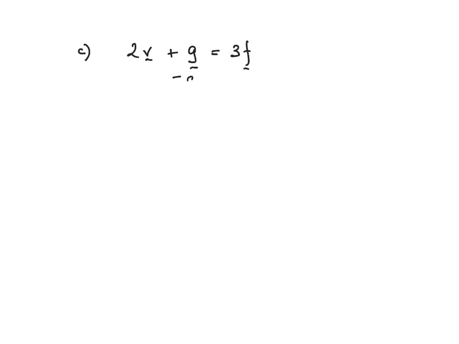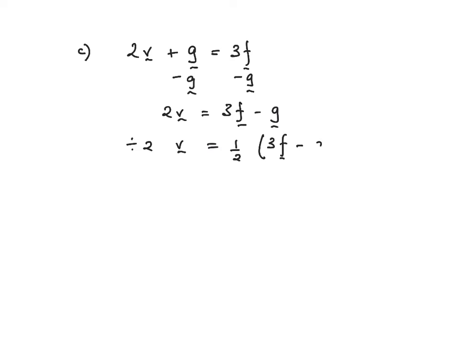So take away g from both sides. We have 2v equaling 3f minus g, divide by 2, so v equals 1/2 of 3f minus g. 1/2 of, now 3 lots of f give us what? 3 times minus 1 is minus 3, 3 times 4 is 12, and 3 times 3 is 9.